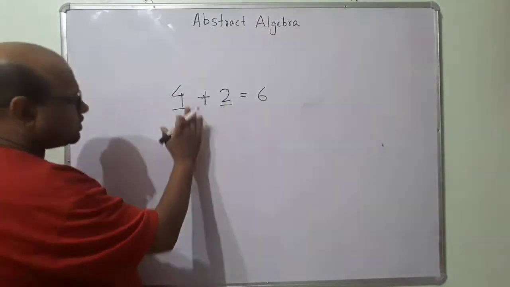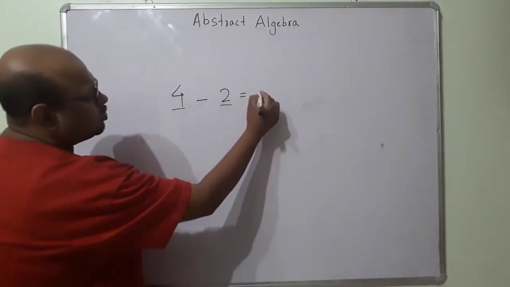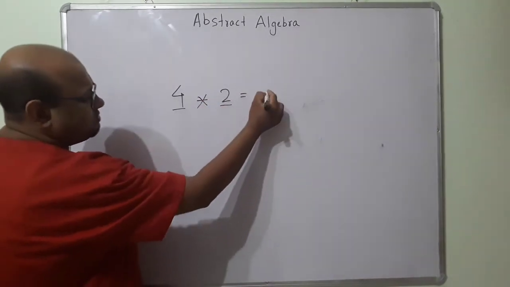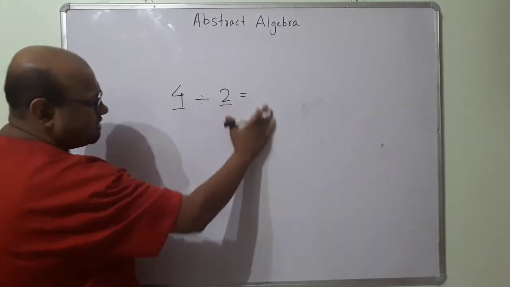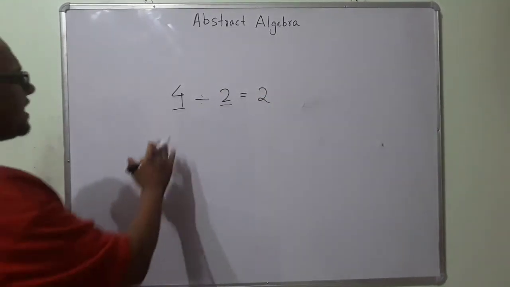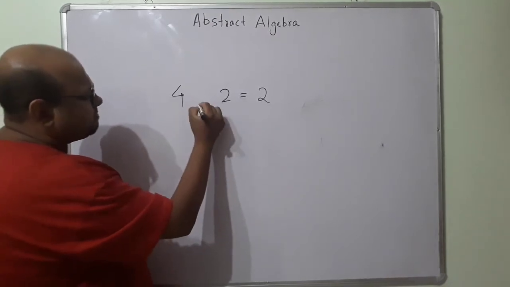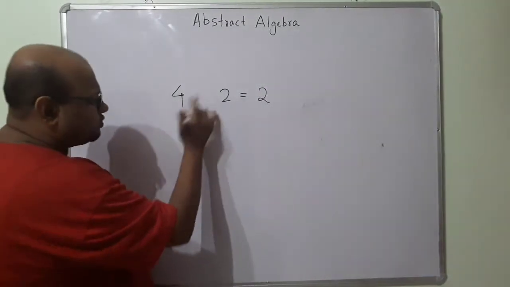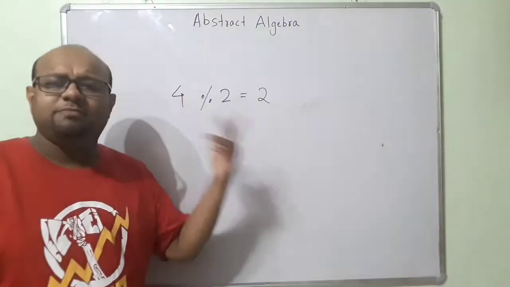When I do this plus of 4 and 2, I get 6. Instead of plus, I could have had minus. This would have given me 2. Or I could have multiplication, which would have given me 8. Or I could have had division, which could have given me 2. Apart from this, I could have had other operations as well. For example, power, 4 to the power 2, would have been 16. Or mod, 4 mod 2 would have been 0.